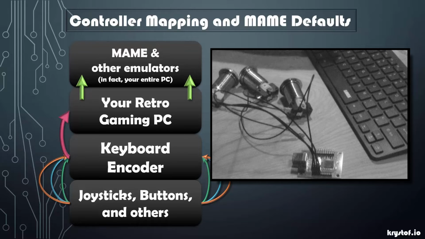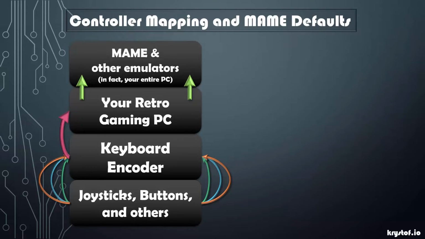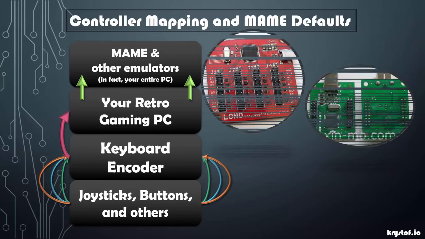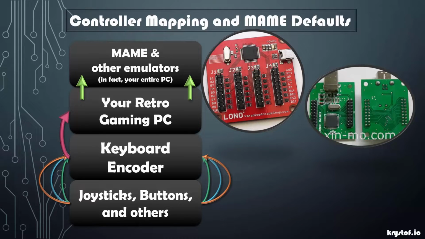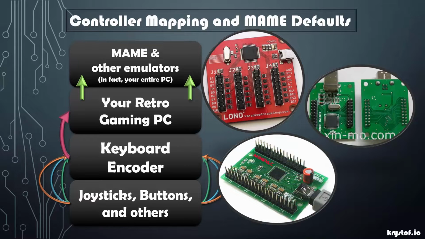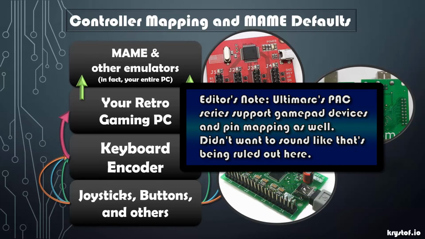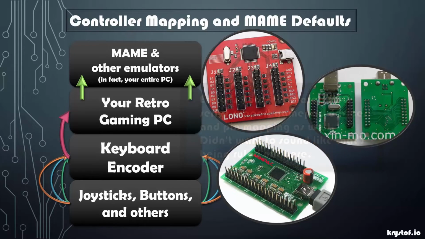Your system typically sees it as just another keyboard, but instead of typing with a keyboard, you're typing with your joystick and buttons. Now, there are some controllers out there that act like actual gamepads, and they're recognized as such in Windows and Linux, like the Zinmo and Lono boards pictured on top. Others, like Ultimarc's PAC series, are purely keyboard encoders, with analog support showing up as mice, while your joysticks and buttons show up as key presses. While there are quite a few to choose from, essentially the job of the arcade controller is to take your button and joystick input actions, but output key presses or gamepad commands to your PC instead.